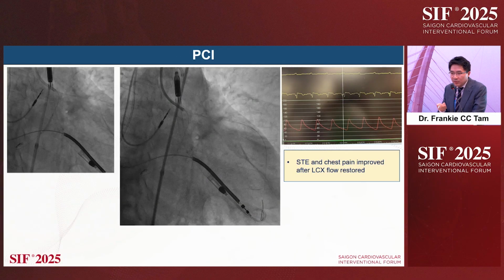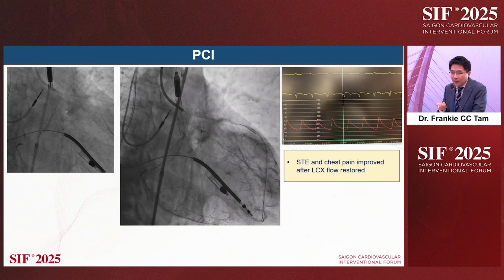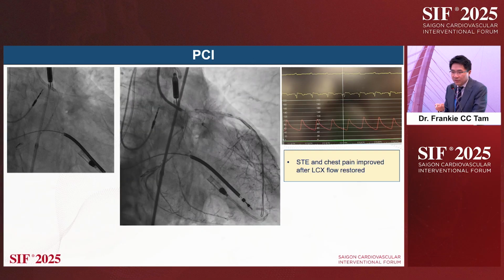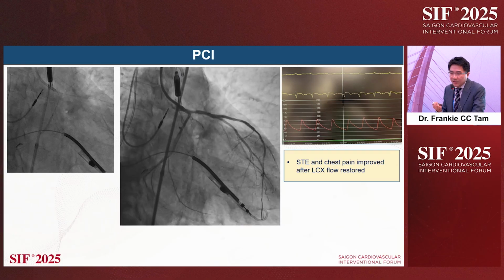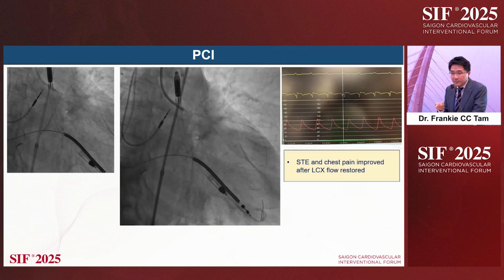Okay, so after some ballooning, you can see the flow. Now we gain the flow back to the circumflex. The ST change improved and chest pain improved after the flow was restored.